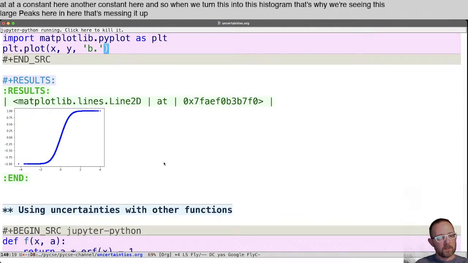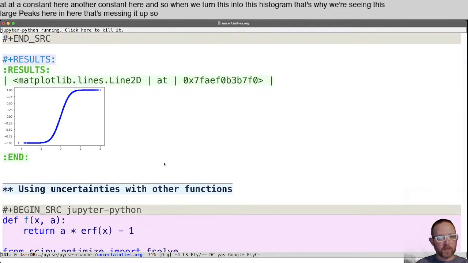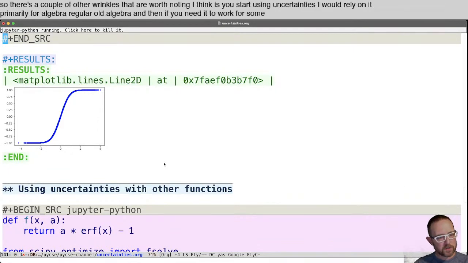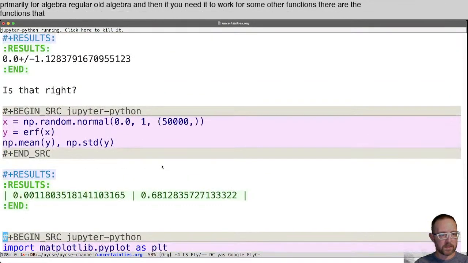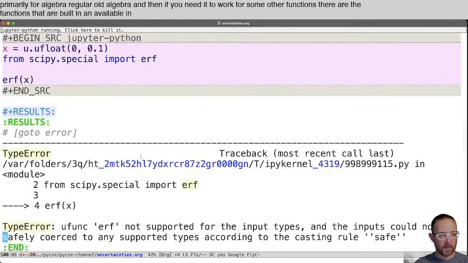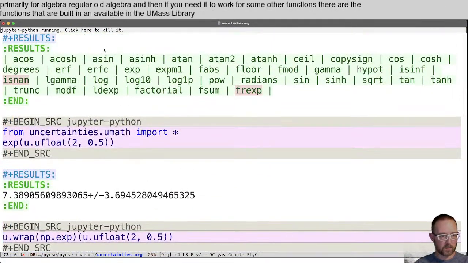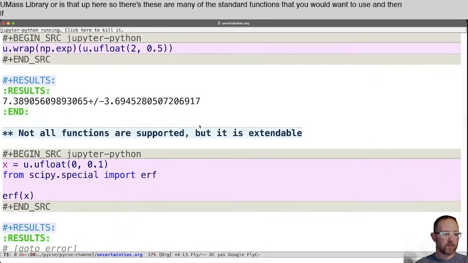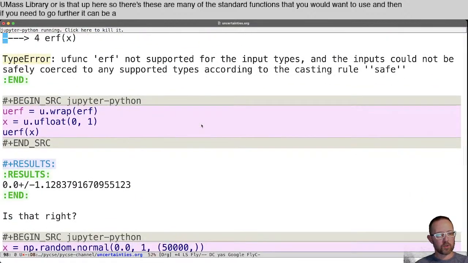All right. So there's a couple of other wrinkles that are worth noting. As you start using uncertainties, I would rely on it primarily for algebra, regular old algebra. And then if you need it to work for some other functions, there are functions that are built in and available in the UMath library. Where's that? Up here. So these are many of the standard functions that you would want to use. And then if you need to go further, it can be a little bit tricky to work out.